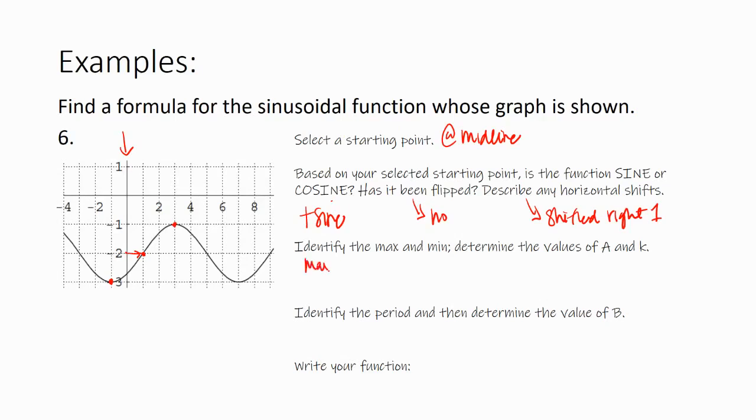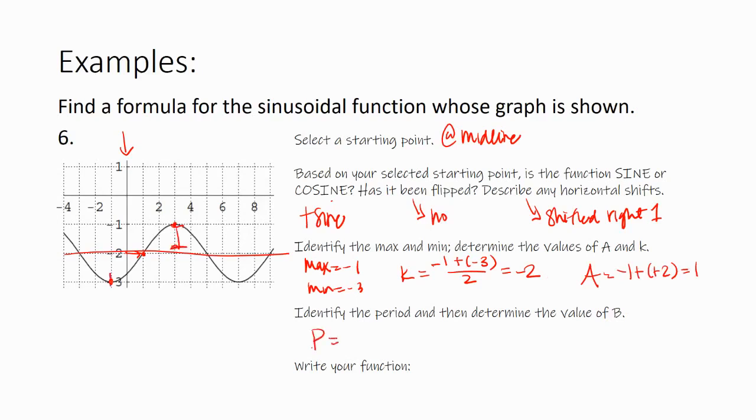Your maximum value is -1 and your minimum value is -3. So to find the k value, you take the average of the two and add -1 and -3 and divide by 2 and get -2. And that would be your midline. Your amplitude would be -1 minus -2, and the double negatives become positive, so it's 1. Or you could just count and see that that's a unit of 1.